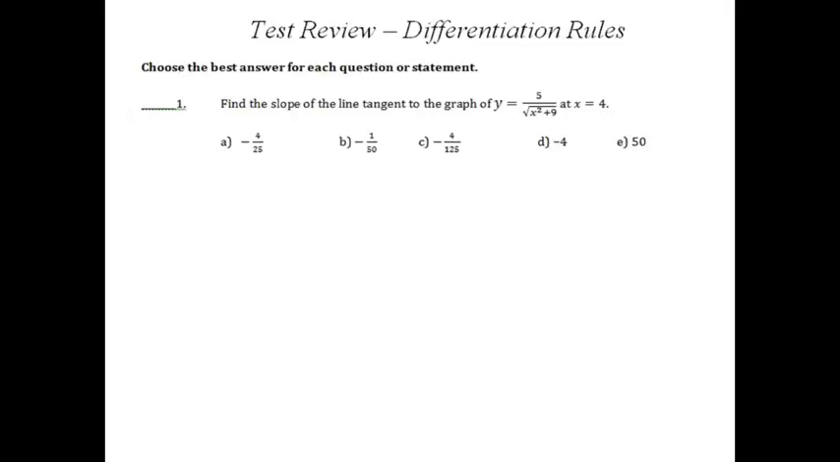In this video, we're going to look at our test review over differentiation rules. Starting here with question number 1, we're asked to find the slope of the line tangent to the graph of y equals 5 over the square root of x squared plus 9 at x equals 4.